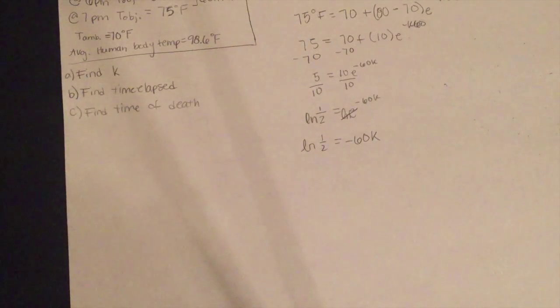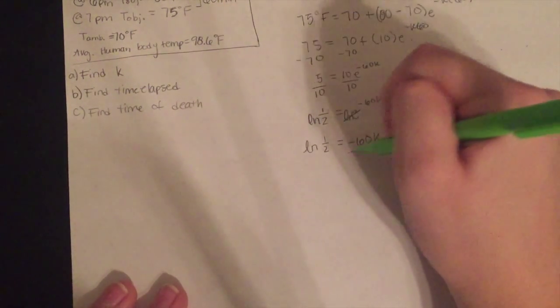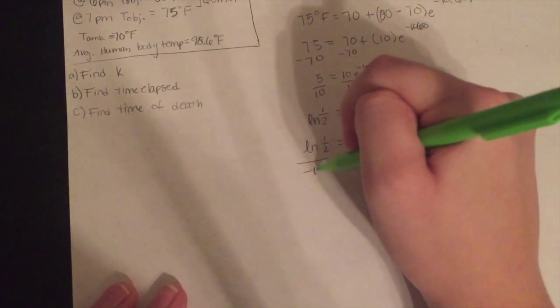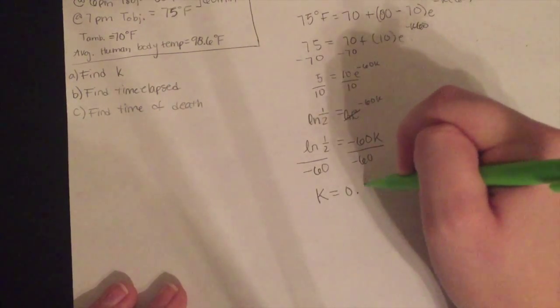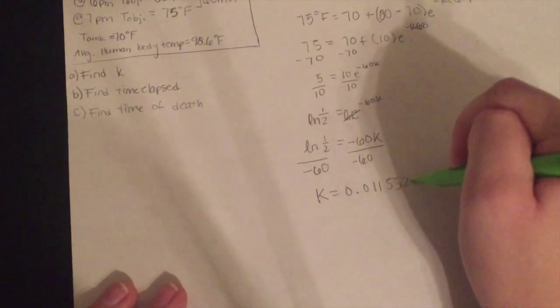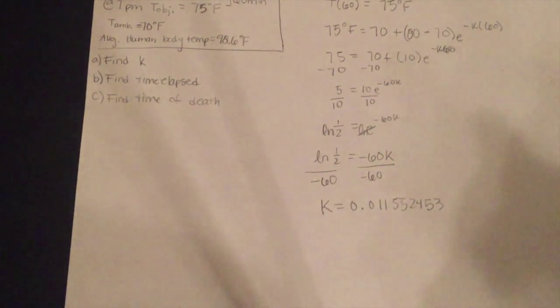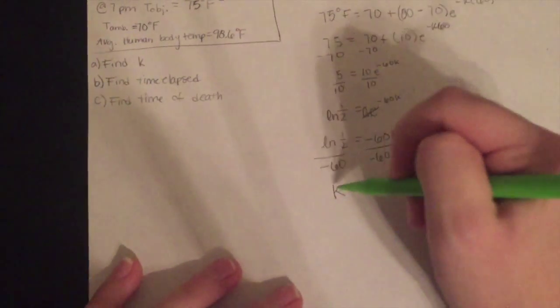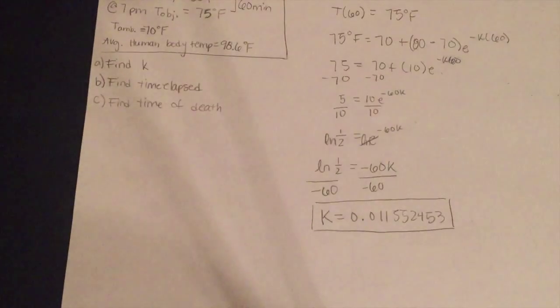So next we have to divide the natural log of 1/2 by negative 60. After we calculate that, k is going to equal 0.011552453. I'm not going to round it until the end because that could actually change our answer. So we know that k equals 0.011552453. Okay, next we have to find the time elapsed between the time of death and the time of discovery.